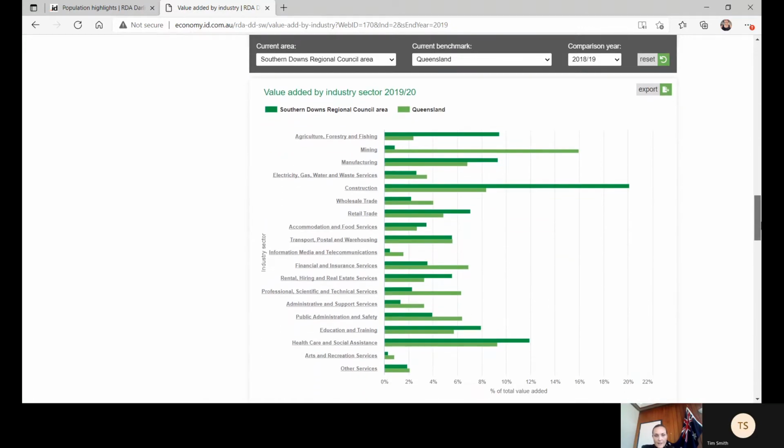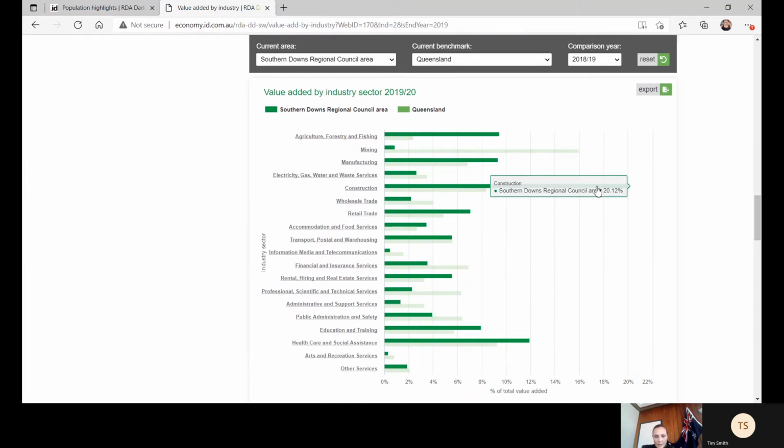We can come down here and we get this in chart form as well. So we can see construction, healthcare and social assistance, which is promising simply because that needs to continue to grow. If we're seeing an ageing population, we need to continually see those healthcare and social assistance categories growing as well. So we've got construction.